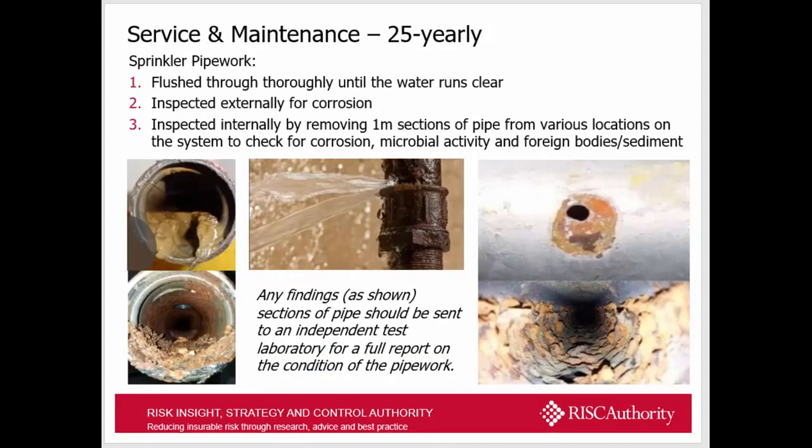The sprinkler pipe itself should be flushed thoroughly until the water runs clear, inspected externally and internally by removing 1 metre sections of pipe from various locations, as I've just alluded to on the last slide. Check for microbial activities and any foreign bodies or sediment. And should you find anything, such as shown on the pictures below, the condition of the pipe work there should be sent away to an independent test laboratory for a full report on the condition of the pipe work.